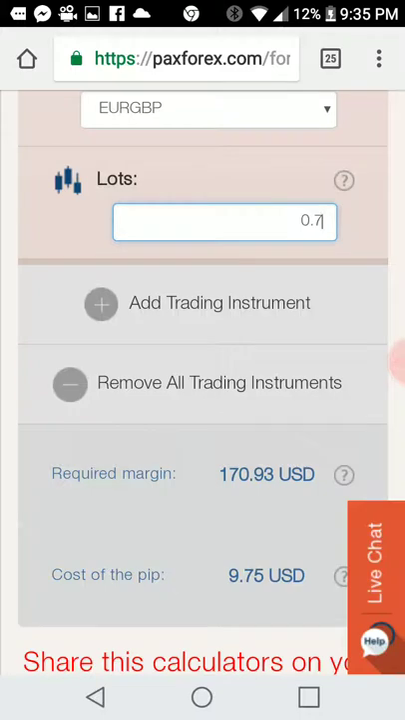we will need 0.7 lots of euro pound. That is $170.93 in margin with a PIP value of $9.75. So with 10 pips, either way, that will be $97.50 on a payout of $75. That is the formula.